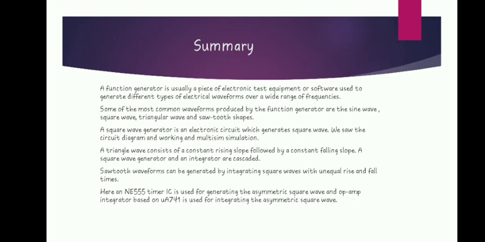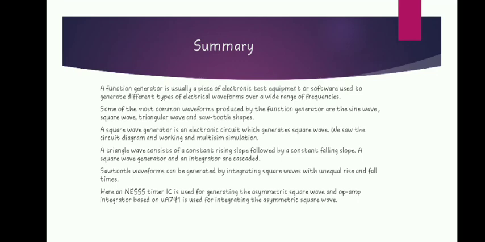Next one, the triangular wave. It consists of a constant rising slope followed by a constant falling slope. It's just symmetric. A square wave generator and an integrator are cascaded. As we saw in the video lecture, it's nothing but a square wave generator whose output, which is a square wave, is given to an integrator circuit and it is integrated to form a triangular wave. Next, sawtooth waveforms. A sawtooth waveform is nothing but an asymmetric triangular wave.